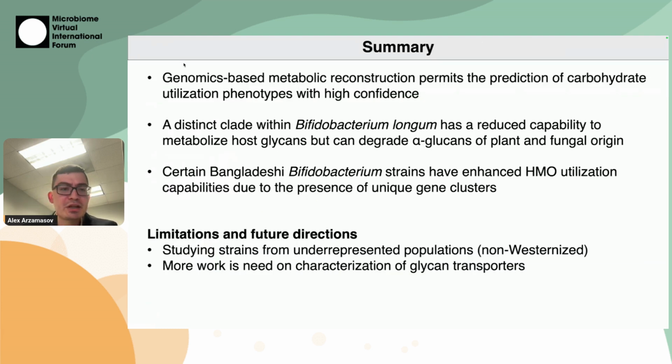In conclusion, I actually want to talk about one of the limitations of this work. Although we did study a lot of strains isolated from Bangladeshi children, a lot of our genomes still were mostly from westernized populations. And I think in the future, when more datasets will be available, we will find a lot of novel information about novel metabolic pathways found in these bifidobacterial strains isolated from underrepresented populations. And generally, I think we do need more experimental work on glycan transporters and including them into metabolic reconstructions.